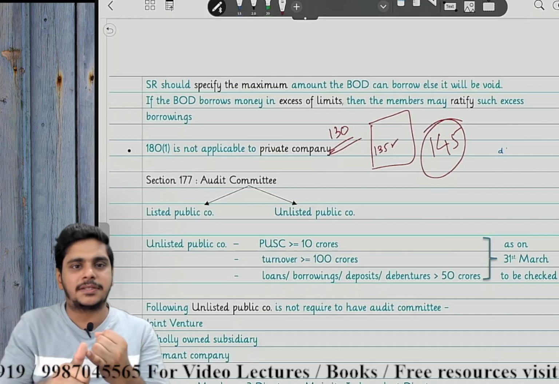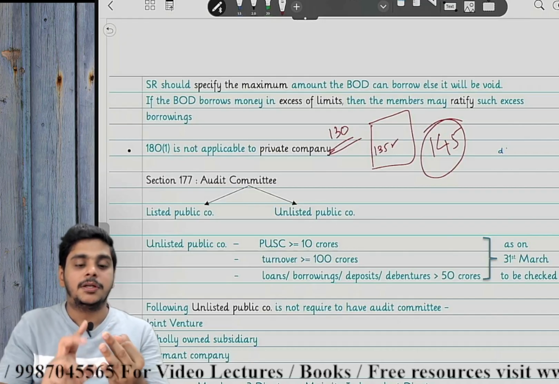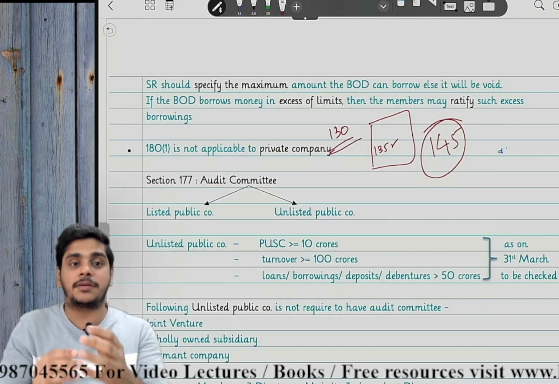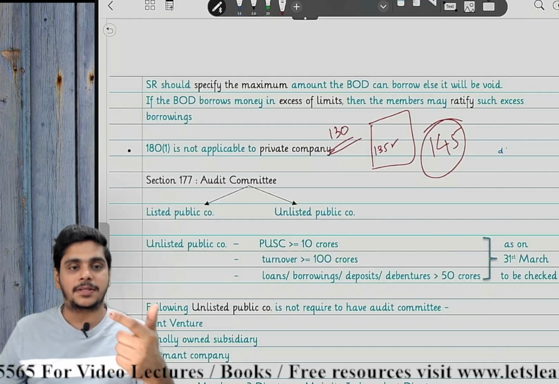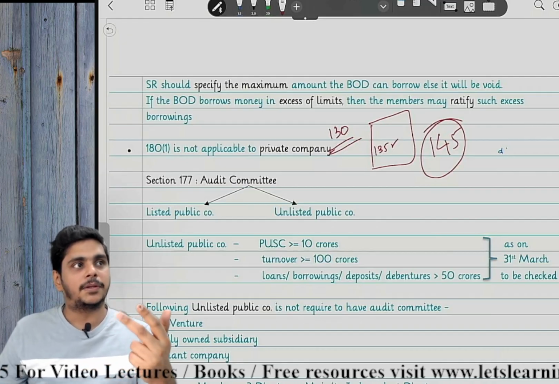A is about selling, leasing, disposing of. B is about compensation. D is about remitting or extension of time. C is about borrowing money. Borrowing money is very important. You need to calculate the limit. How do you calculate? Paid up capital plus securities premium plus free reserves plus surplus in the profit and loss account.